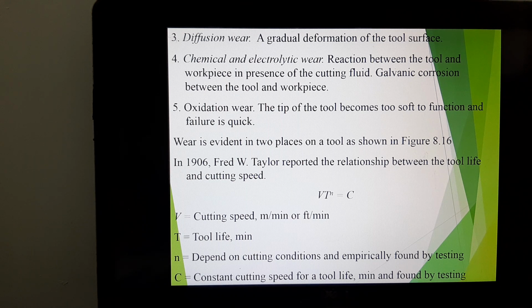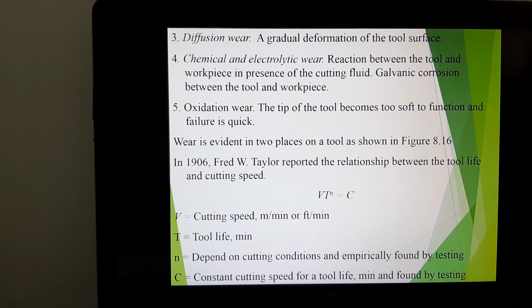Chemical and electrolytic wear. What is chemical or electrolytic wear? It's a reaction between the tool and workpiece in the presence of cutting fluid. So chemical and electrolytic wear occurs when there is some chemical reaction between the tool and workpiece. For example, if you're cutting aluminum and your cutting tool is made out of a material that's chemically reactive, by the time you finish cutting, your aluminum would have transformed to aluminum oxide at the point of cut, which is a complete no-no. So chemical and electrolytic wear has to be avoided during a cutting process.